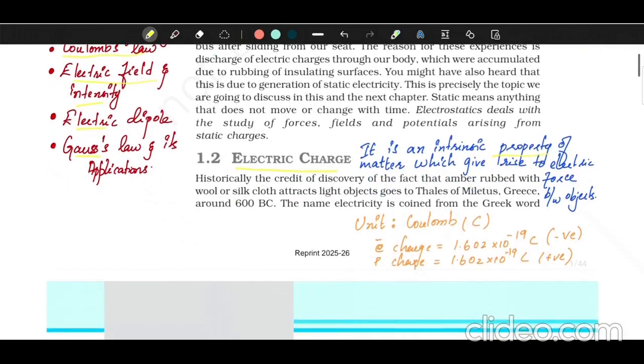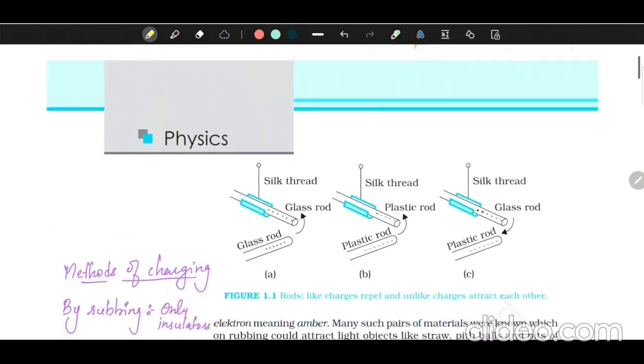Okay. So the unit of electric charge is Coulomb, and it is represented by capital C. And we know that there are electrons and protons. So the charge of an electron is 1.602 × 10^-19 Coulomb. The proton also has the same charge. But the only difference is the charge of an electron is negative and the charge of a proton is positive. So this is a basic thing that you need to understand from this page.